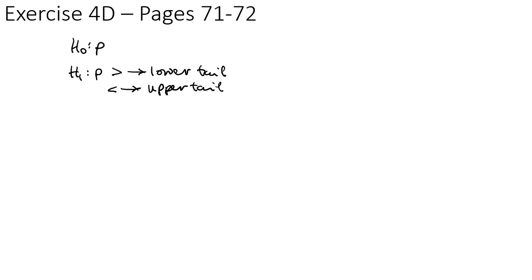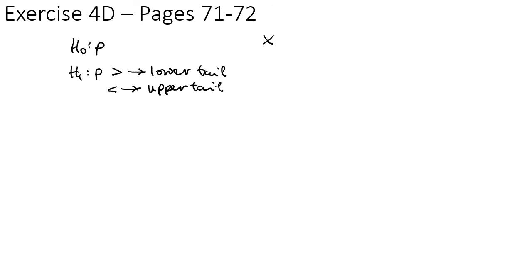I should now be able to do exercise 4D on pages 71 to 72. So just as a quick recap, these are questions where we set H0 to something, we set H1, either greater than. So if you've got greater than, you know that's a lower tail test. If it's less than, you know it's an upper tail test. Yeah, so that's the first thing.